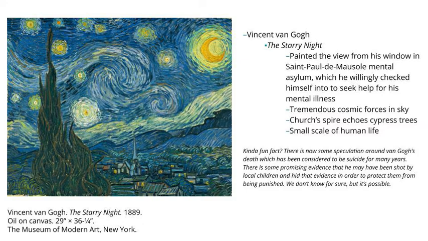Kind of a fun fact, there's now some speculation around Van Gogh's death, which has been considered a suicide for many years. There's some promising evidence that he may have been shot by local children and actually hid that evidence in order to protect them from being punished. We don't know for sure, but it's possible. And I guess I wanted to include that because it seems very nice just to think that he passed away actually as an act of kindness, trying to not get children in trouble, instead of the grim alternative that we all think that he did. But yeah, that's just a little fact about Van Gogh.